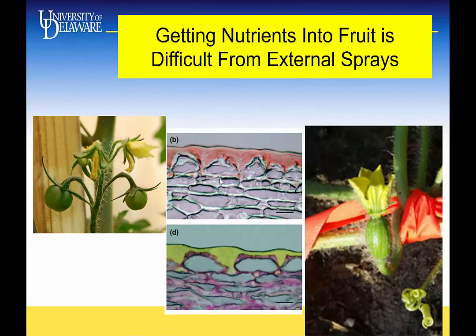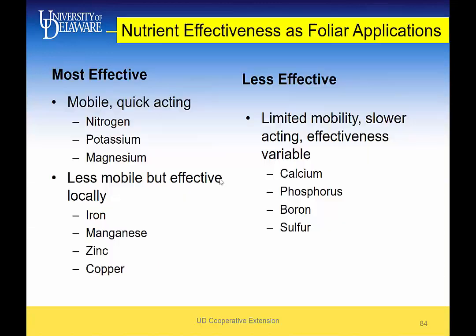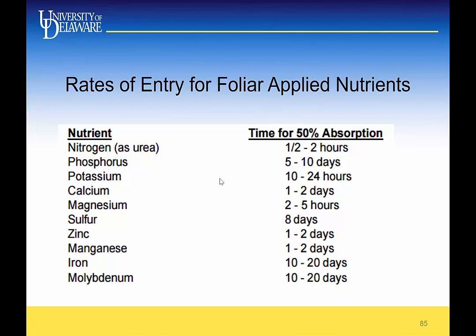Now on fruit, it's hard to get foliar in because of that waxy layer, and it becomes very difficult to get enough nutrients in. So these are the ones that work: nitrogen, potassium, and magnesium. They're effective foliarly. Locally, we can correct local deficiencies in the leaves with iron, manganese, zinc, and copper with foliar applications. But we have problems with these ones: calcium, phosphorus, boron, and sulfur, particularly calcium and phosphorus. Hard to get into the plant. And this is one of the reasons why.